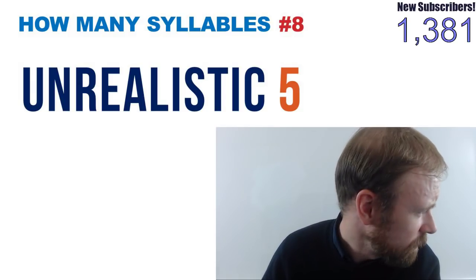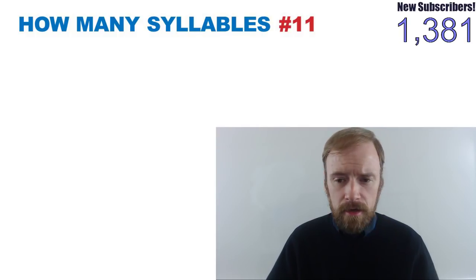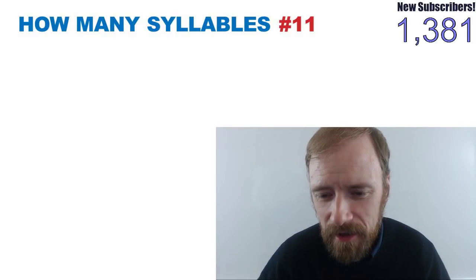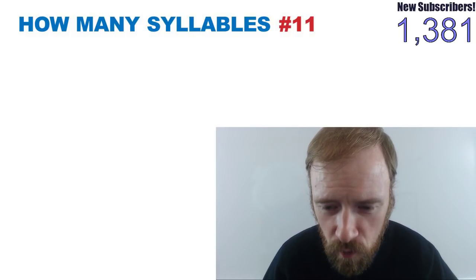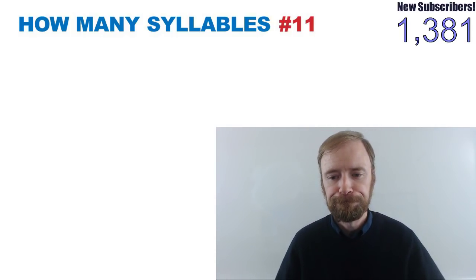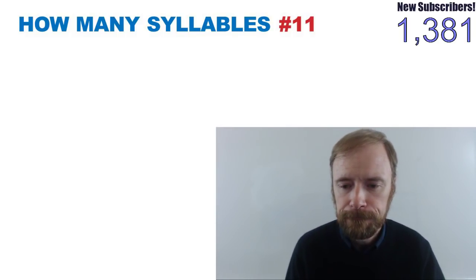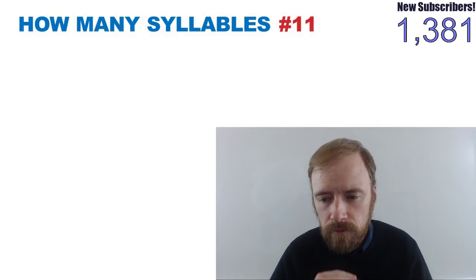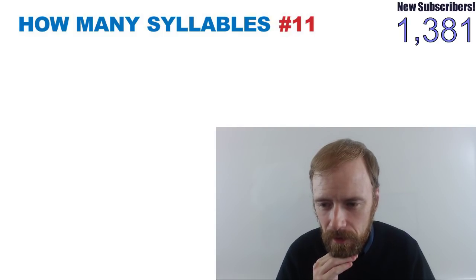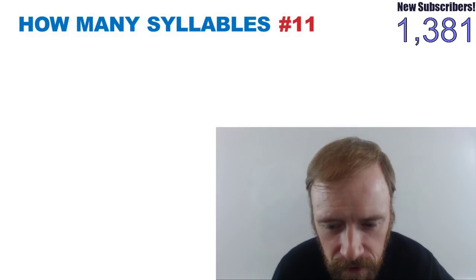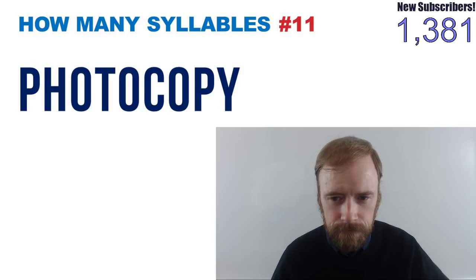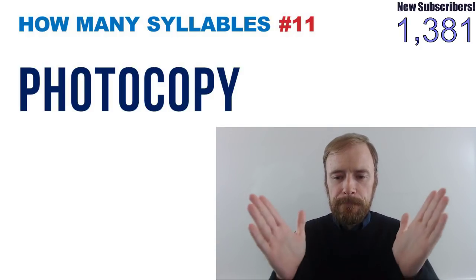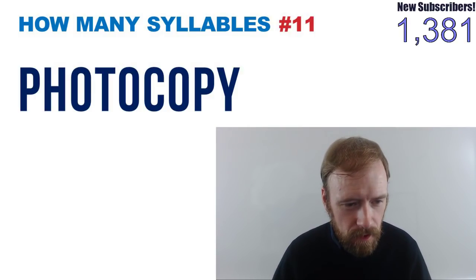let's move on. We're going to number 11. There's no word there. So from 11 to 20, you guys have to listen to me. I'm going to say a word and you write how many syllables. So the number 11 word is photocopy. How many syllables? Photocopy. Okay, should be 4.